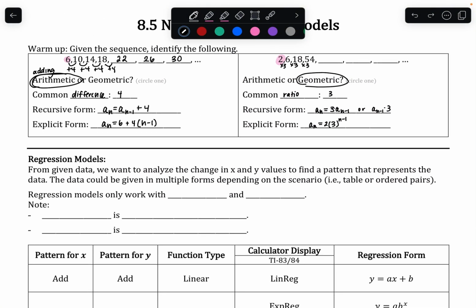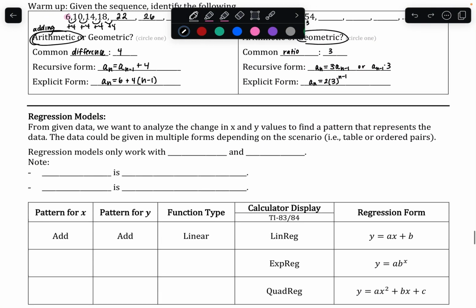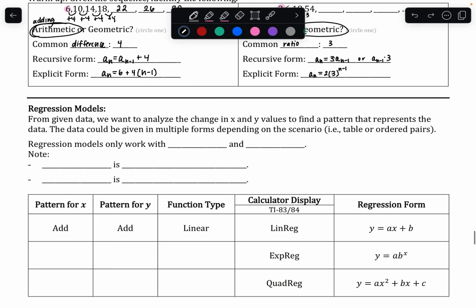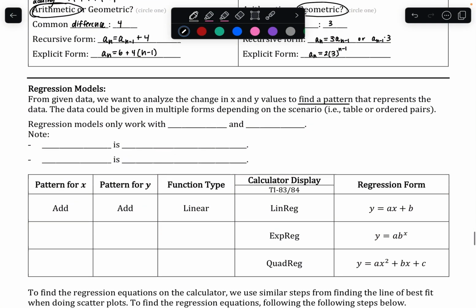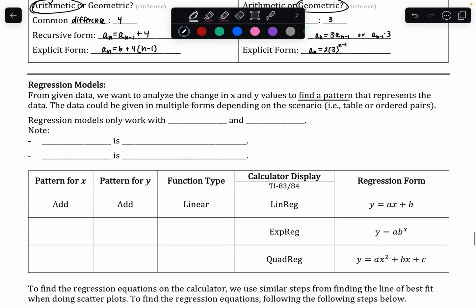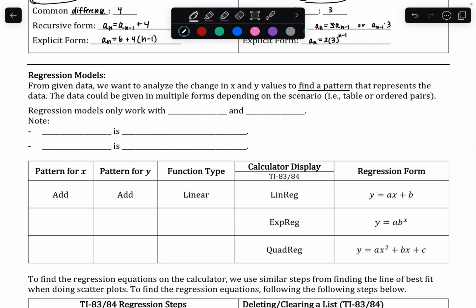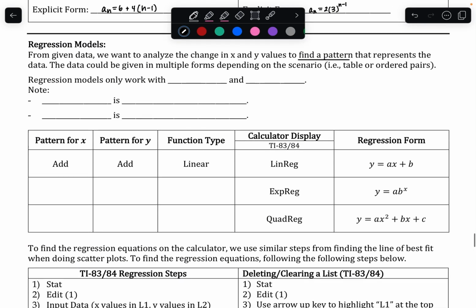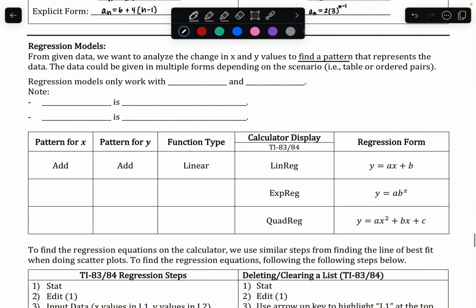Okay, so for regression models, from given data, we want to analyze the change in x and y values to find a pattern, much like we do with sequences, that represents the data. The data could be given in multiple forms depending on the scenario. So we could have a table, we could have ordered pairs, and regression models only work with addition and multiplication.